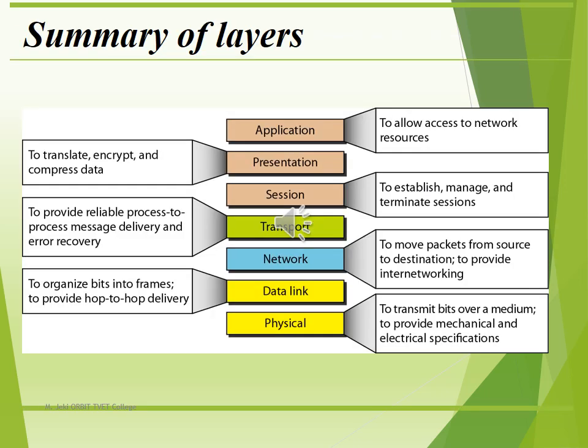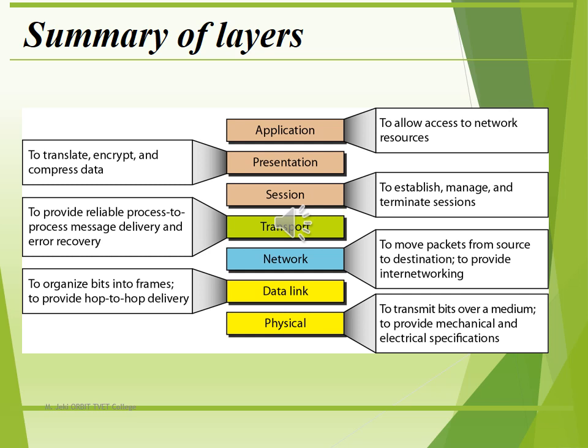Let us quickly recap before we close off. We're starting from the physical layer, to transmit bits over a medium and provide mechanical and electrical specifications, the speed. How are we going to transmit the data? Is it going to be over an optical fiber, over Wi-Fi, or over copper? That is what the physical layer does. The data link layer organizes bits into frames to provide hop-to-hop delivery. Remember, data link layer, error correction, etc., and organizing bits into frames.